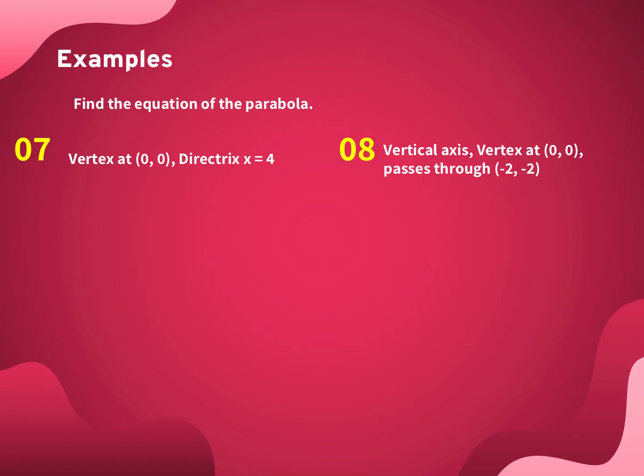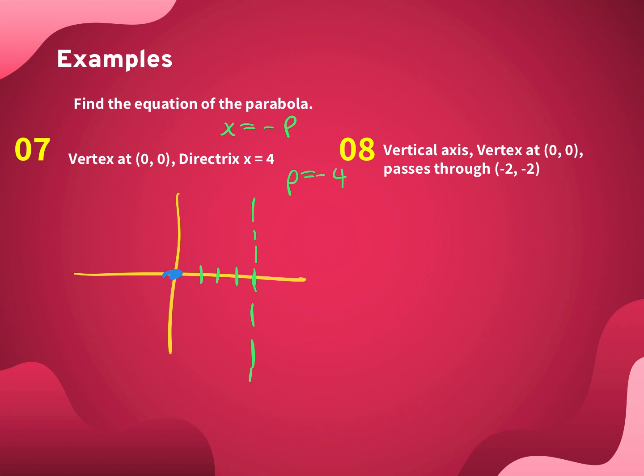Next one, vertex at 0, 0 still. And again, another directrix question. So let's go ahead and graph it. Vertex 0, 0. Directrix at x equals 4. 1, 2, 3, 4. So here's my directrix. Remember, what went in here was the opposite of p. So p is equal to -4. So again, the directrix is always on the back side.